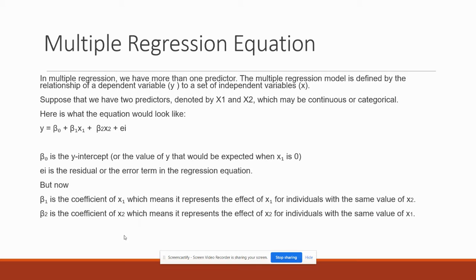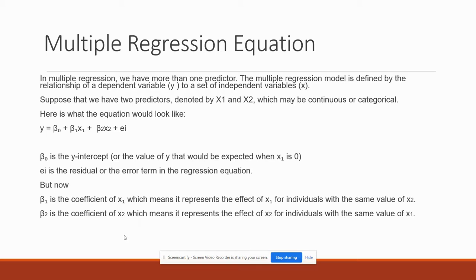So here's what your equation is going to look like: y equals beta 0 plus beta 1 x1 plus beta 2 x2 plus e_i. Again, beta 0 is your y-intercept. The e_i is the residual, the error term. But now your beta 1 is the coefficient of x1, which means it represents the effect of x1 for individuals with the same value of x2. And beta 2 is the coefficient of x2, which means it represents the effect of x2 for individuals with the same values of x1.